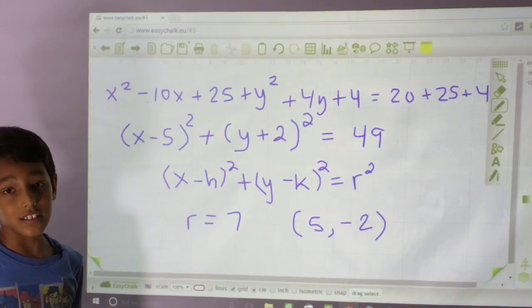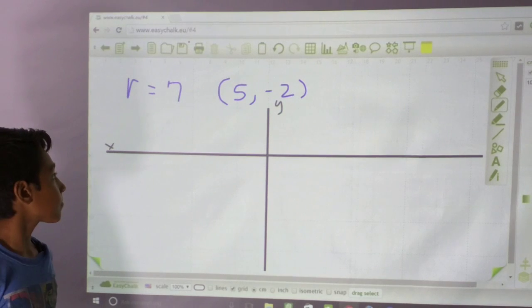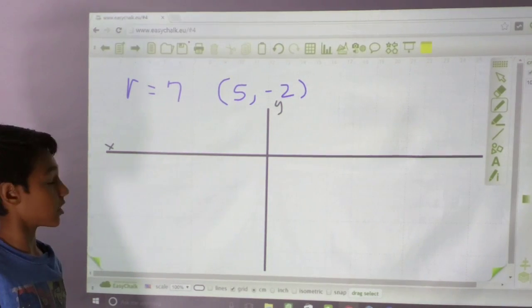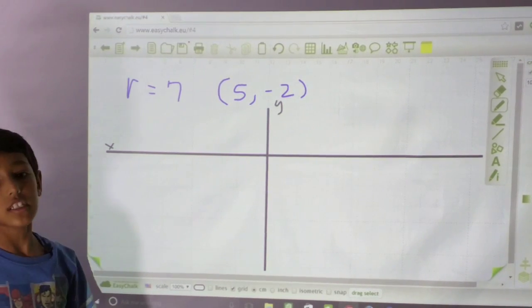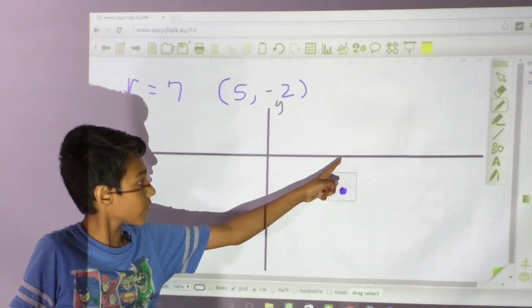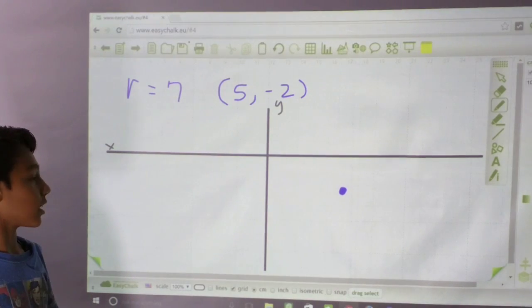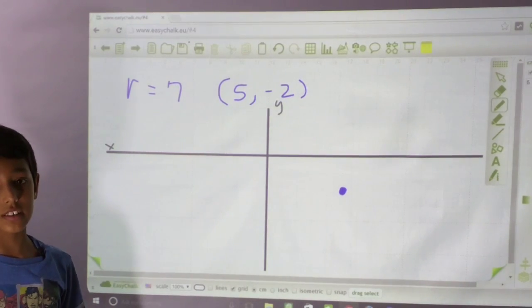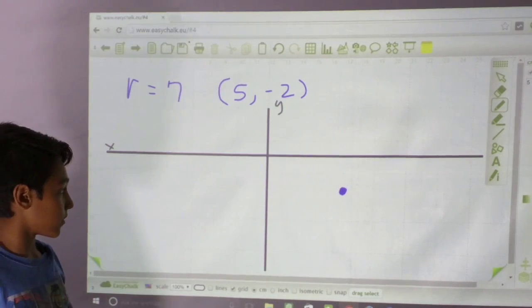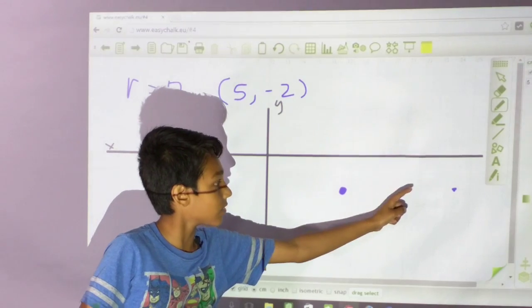So now we are going to graph the circle. We graph these points. The center point is 5, negative 2, so we start there: 1, 2, 3, 4, 5, and then 1, 2, right there. Now we go 7 spaces up, down, left, and right. Let's go 7 spaces to the right: 1, 2, 3, 4, 5, 6, 7.